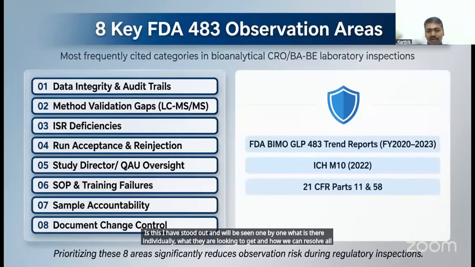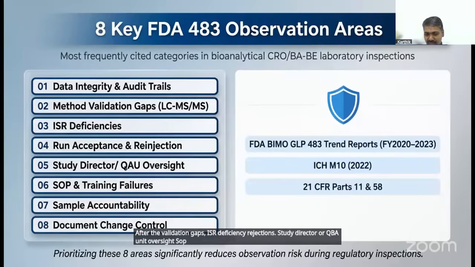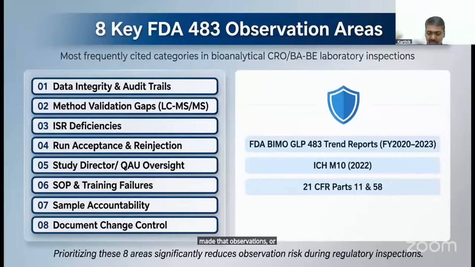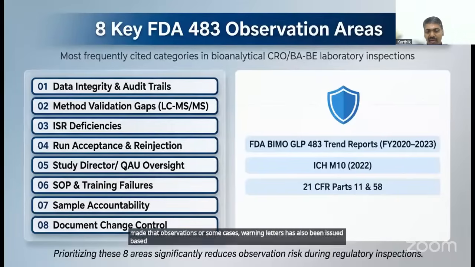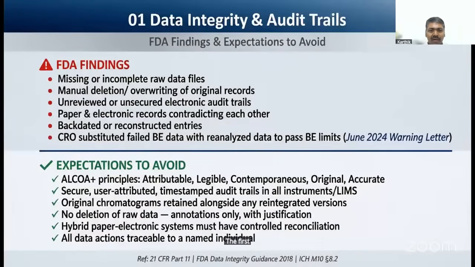resolve all those things. So: data integrity audit trail, method validation gaps, ISR deficiency, run acceptance rejections, study director or QA unit oversight, SOP and training failures, sample accountability, and document change control. These are the 8 areas where the major observations have occurred. In some cases warning letters have also been issued based on the points given to the CRO or the facility.